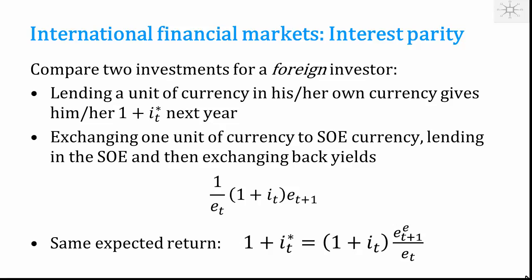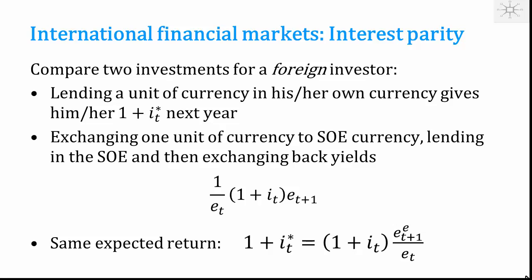So let us see what this implies. Well, the best way to think about this is to consider the situation of a foreign financial investor. So someone is sitting there with a large pension fund out there in the rest of the world. And that person thinks, well, if I lend in my own currency in the rest of the world, I get the interest rate I star. So if I lend 1 unit, I get 1 plus I star next year.